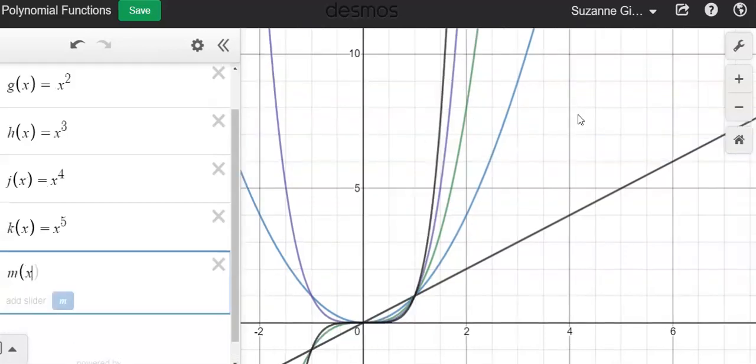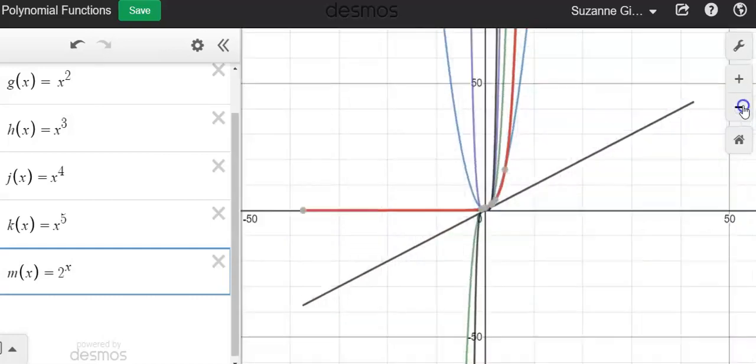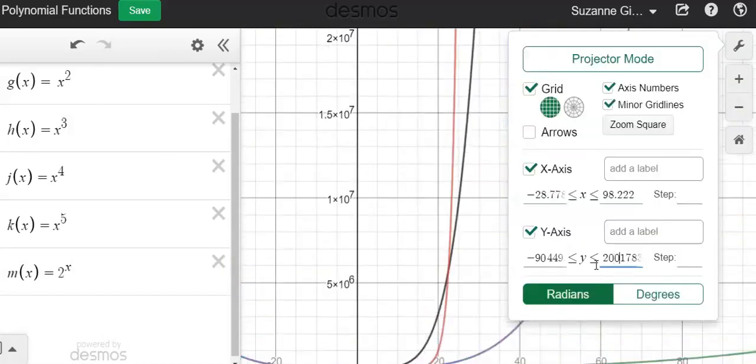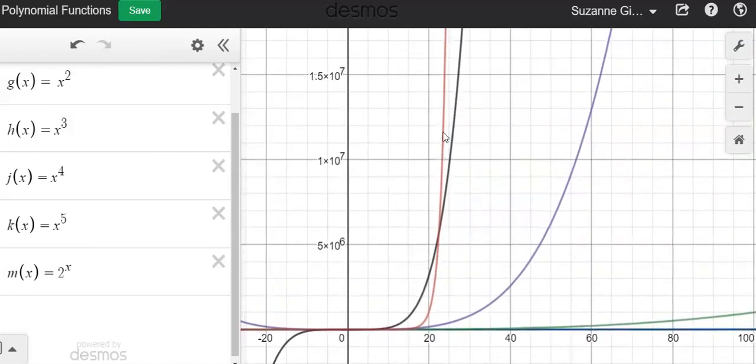Let's also compare this to an exponential function to compare the growth rate. Right here, it looks like the polynomials are growing faster than the exponential, but if I zoom out, eventually, the exponential function will grow faster than the polynomial functions. So higher degree polynomials grow at faster rates.